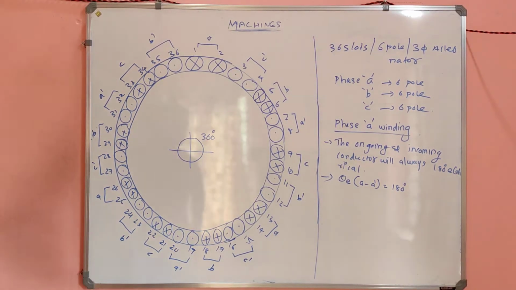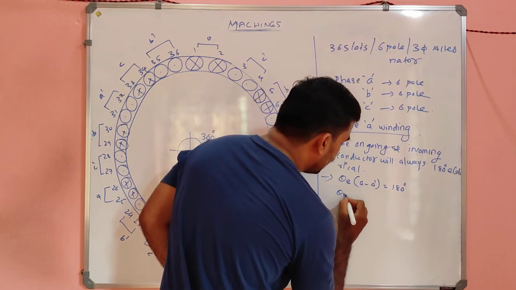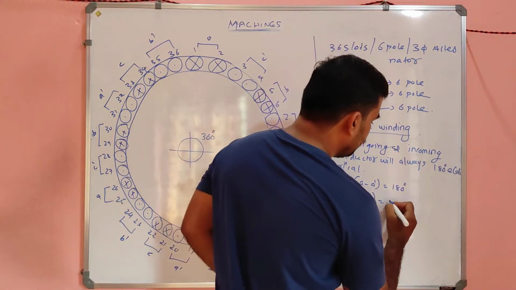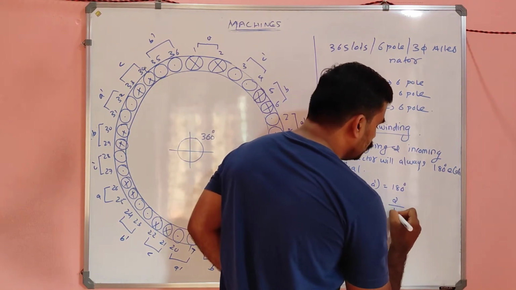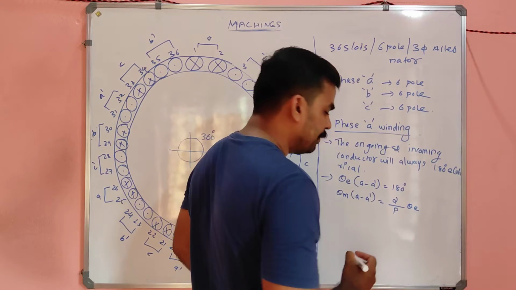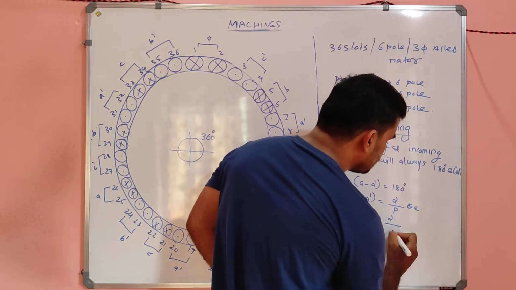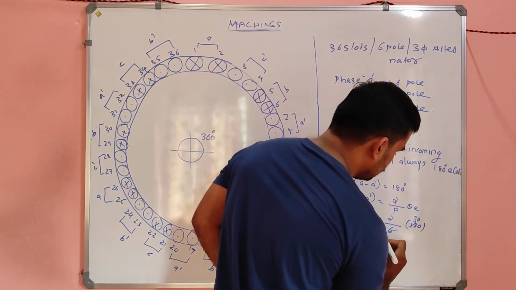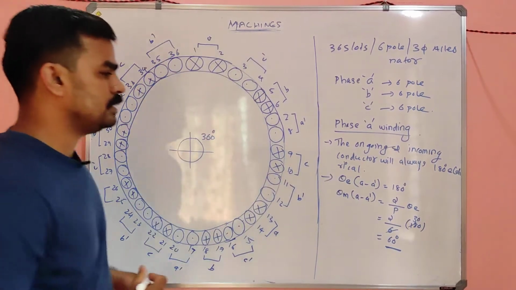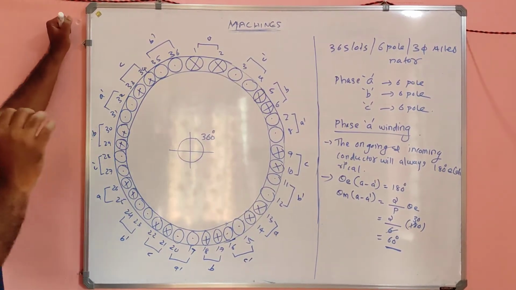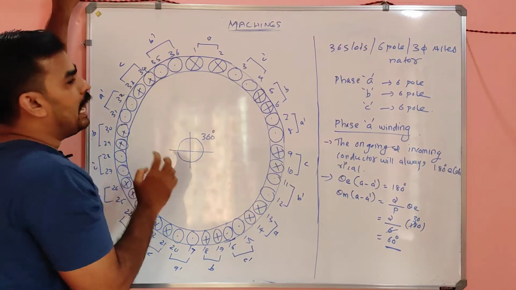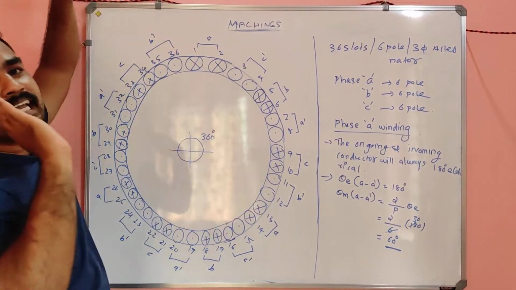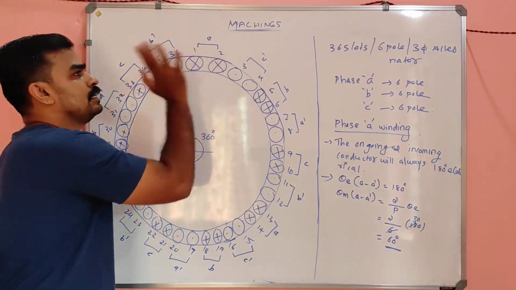So here listen, my dears. Theta mechanical between A to A dash will be equal to what? We have the relation theta mechanical equals 2 by P into theta electrical. Am I correct? 2 by P is nothing but 6 pole now. Theta electrical is nothing but 180 degree. So it will be 60 degree. So phase A started from point 1 and its finishing end should be 60 degree mechanically away from the starting point.